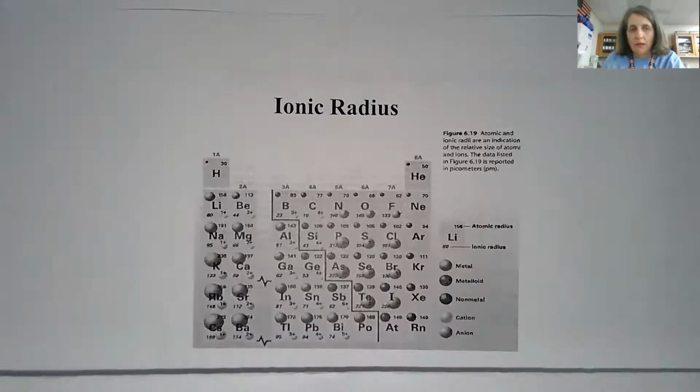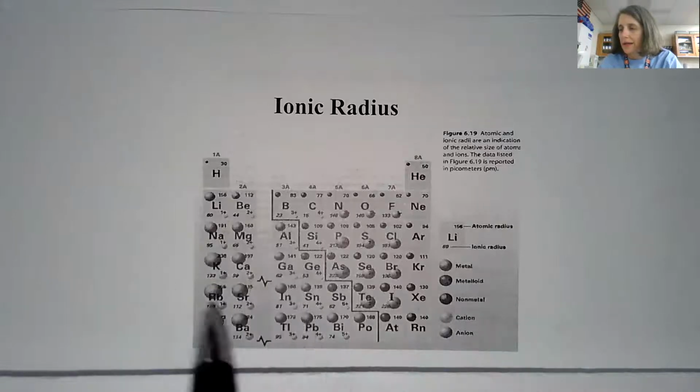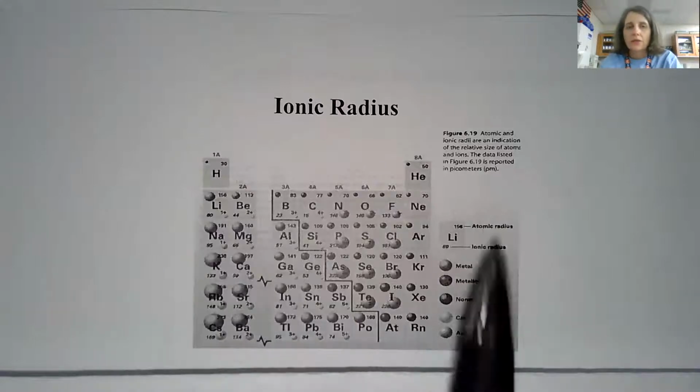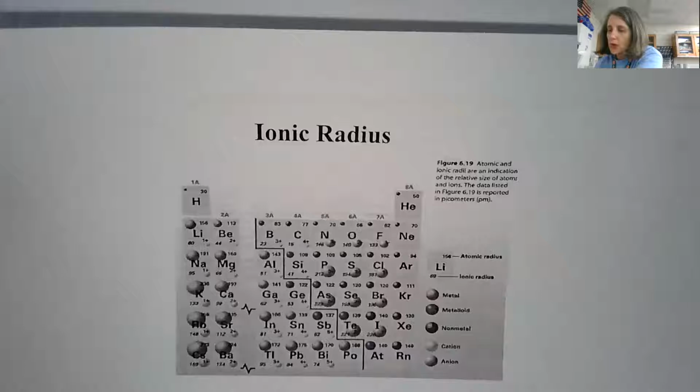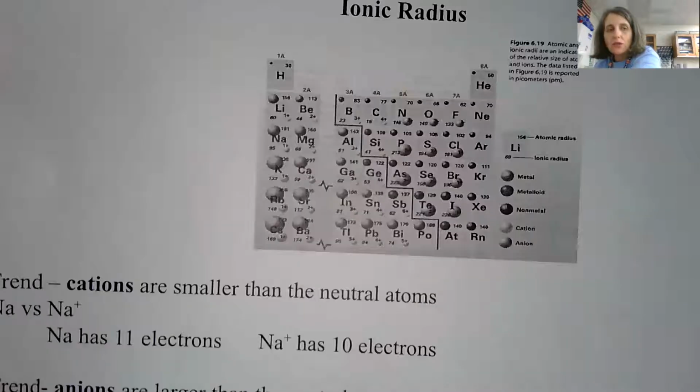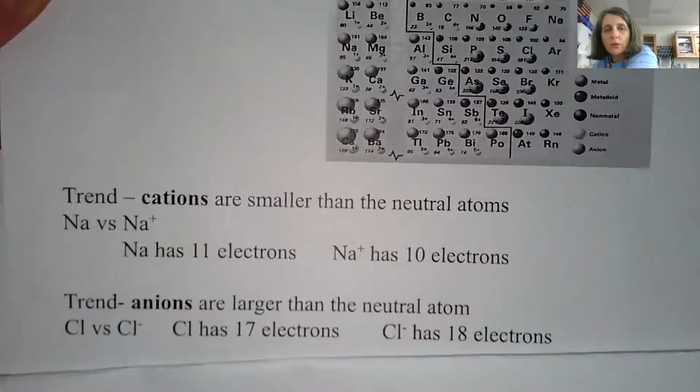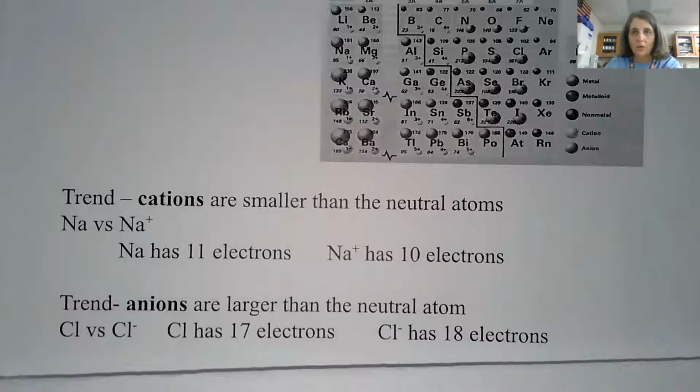Please note on the left-hand side of the periodic table, you will find the cations, and on the right-hand side, you will find the anions. Left-hand side, they lose electrons; right-hand side, they gain electrons. So there is a trend that doesn't have anything to do with the groups or the periods on the periodic table. So write this down in your notes.